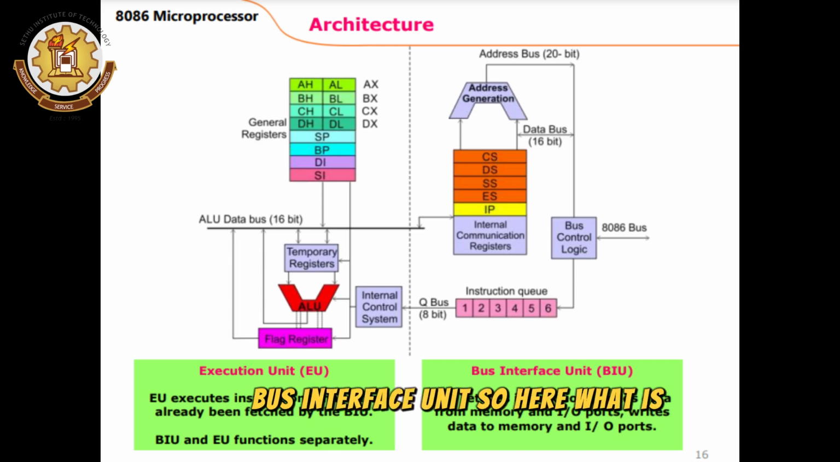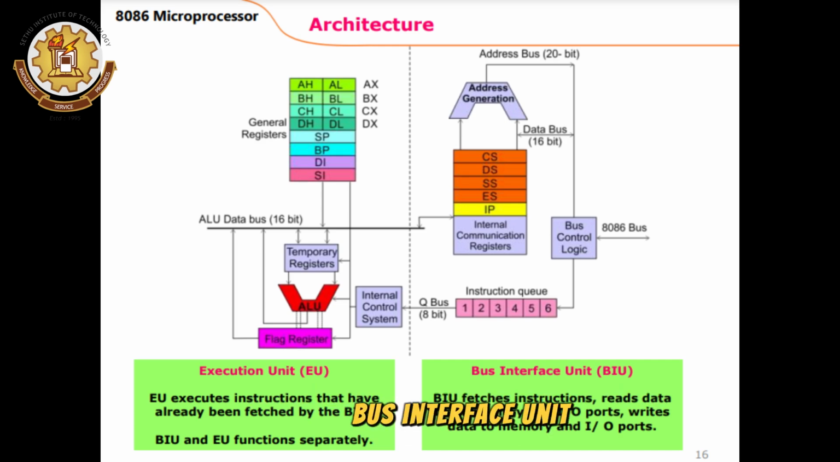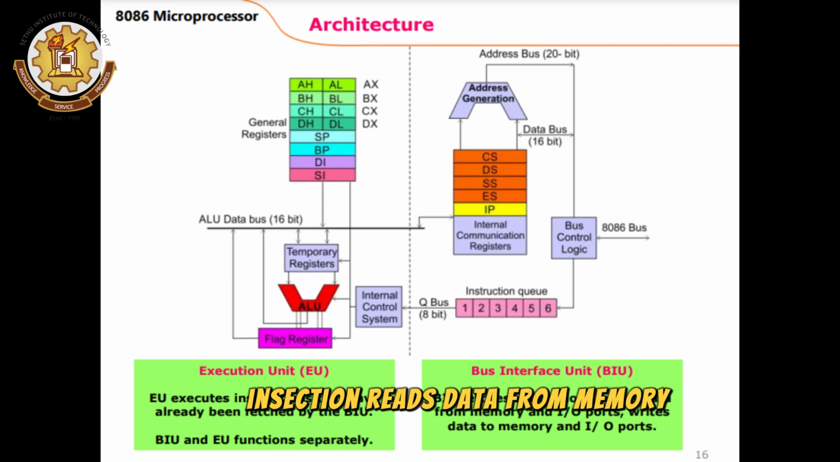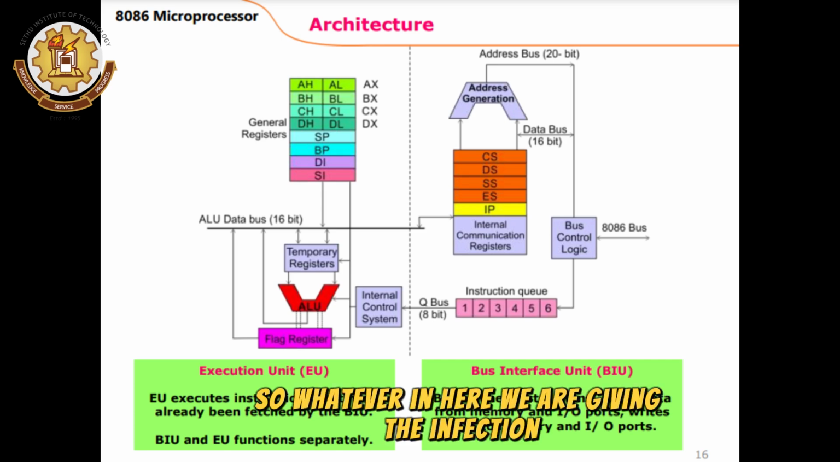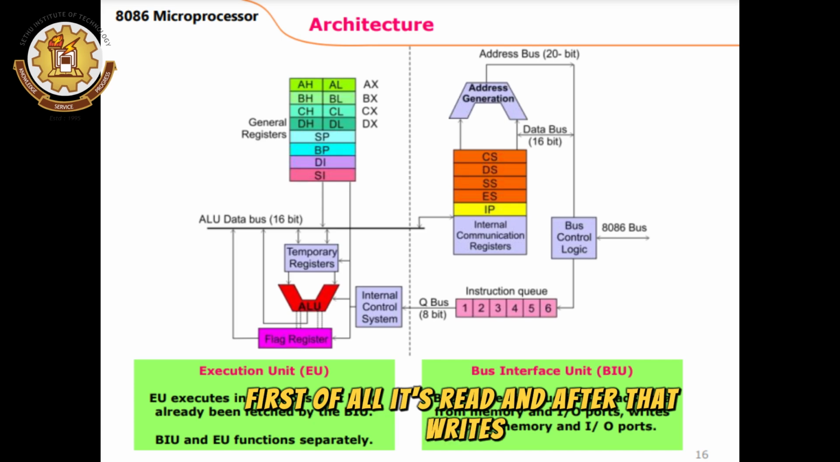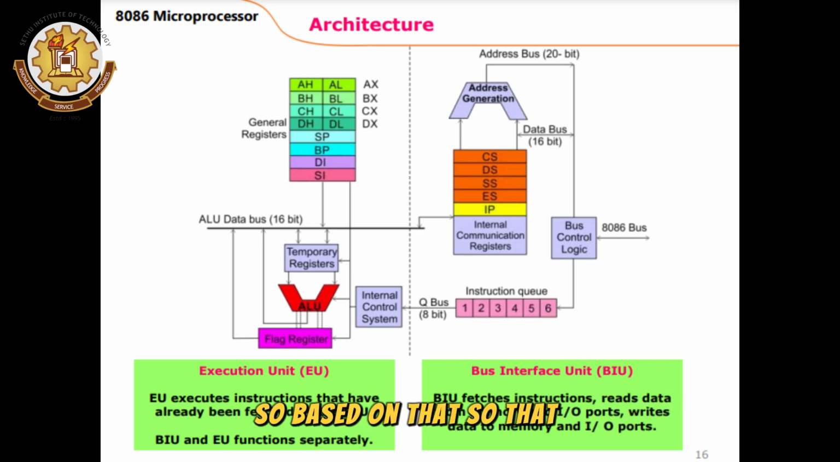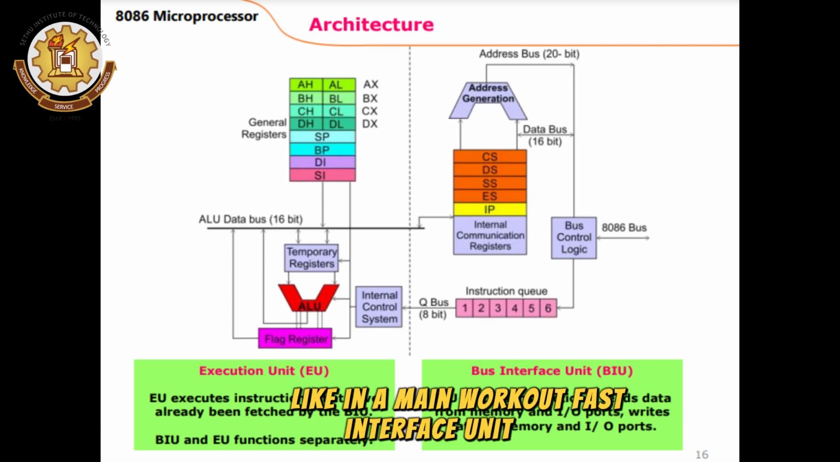What is the bus interface unit? The bus interface unit reads instructions and data from memory and IO ports, and writes data to memory and IO ports. Whatever instruction we give, first of all it is read and after that written. That is the main work of the bus interface unit.